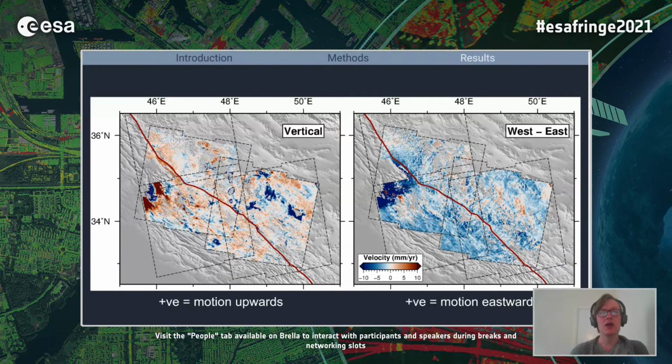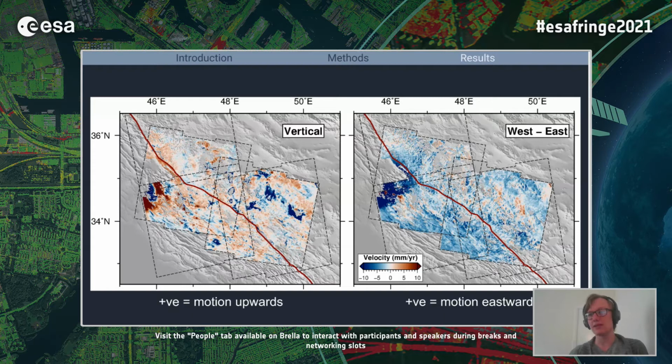Starting with the vertical, we can see that those dark blue signals are there in the vertical. They're not there in the east-west, so it's coming in that mostly vertical motion. They're probably groundwater subsidence. We also don't see any real change across the fault, so that suggests there's no observable oblique motion on this fault as well.